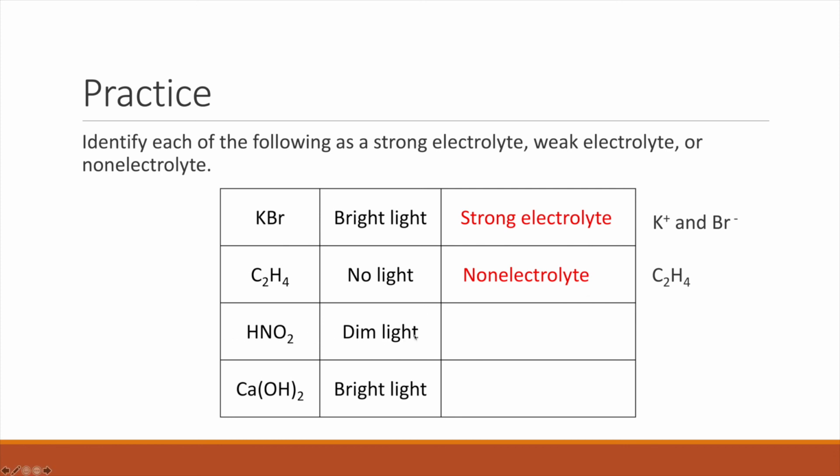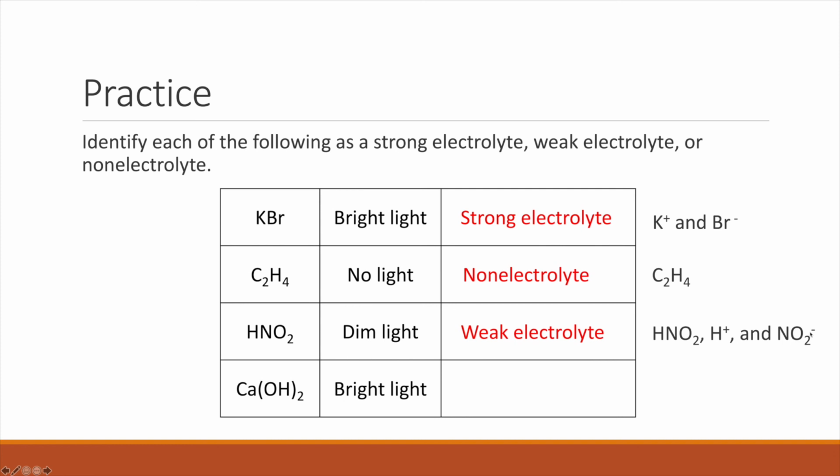For the next one, HNO2. All right, this one has a dim light, which means this is a weak electrolyte. It's going to dissociate partially. So in my solution, I'm going to have my original HNO2. I'm going to have H+ coming off, and then nitrites, NO2- as well.